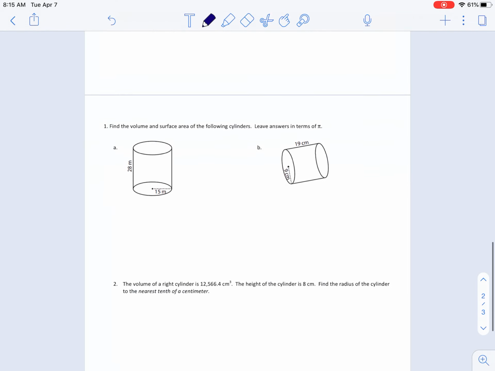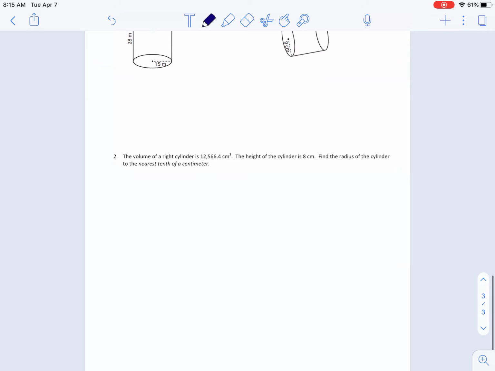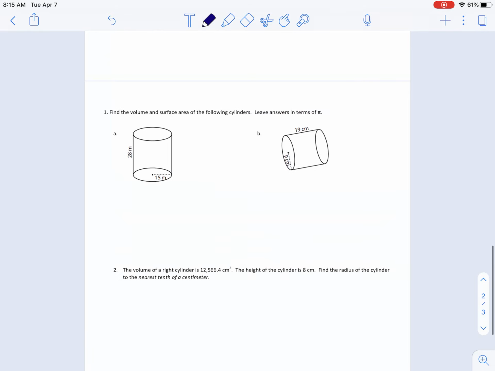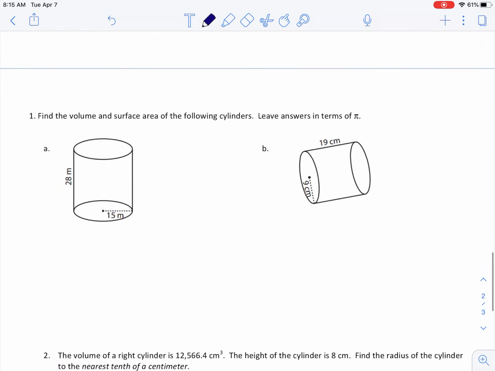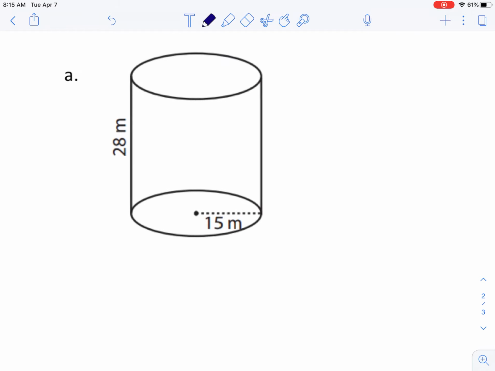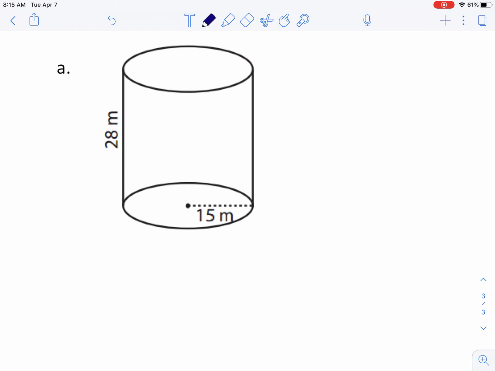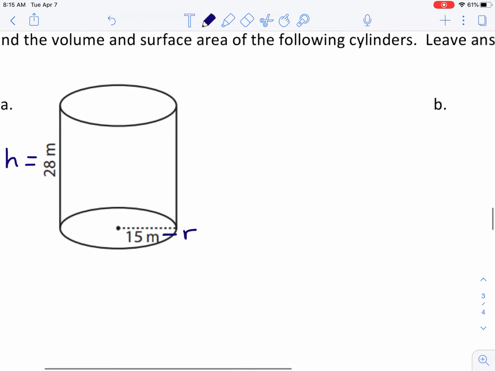Okay, so I have three questions for you. You know what? Let's do the first one, because why not? This first one, I have a volume. So let's think about this. This 15 meters, whoa, this thing's huge. This is the radius, and this is the height of my cylinder.